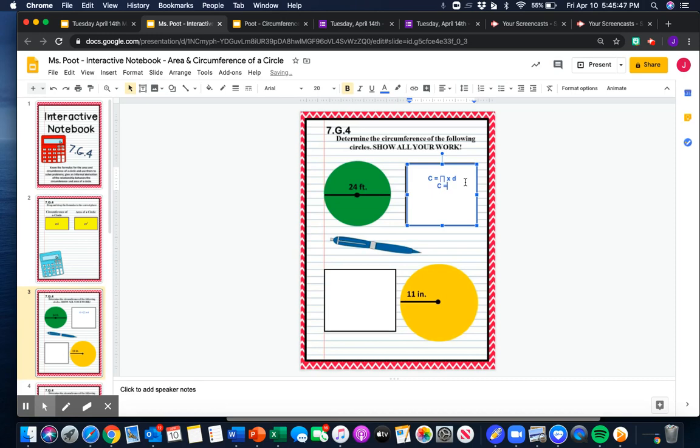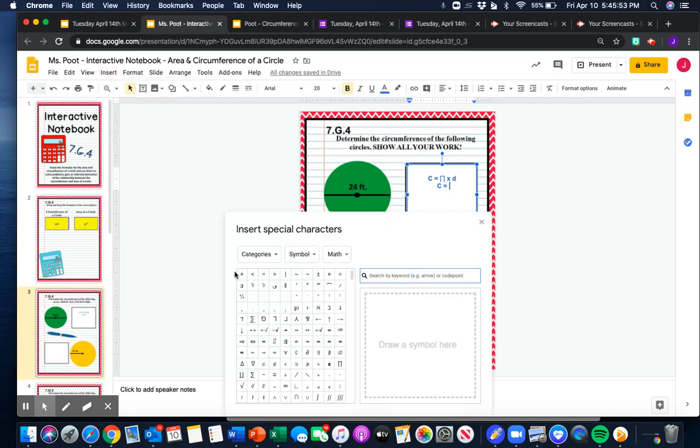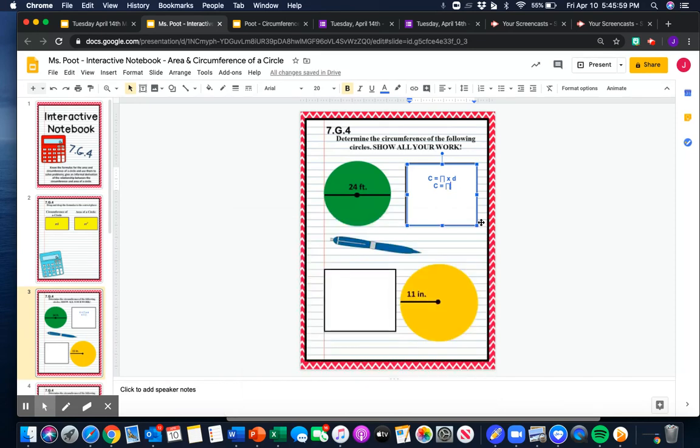So C equals pi. Again, pi is insert, special characters, click it once, then click the pi symbol once. It's already in the document, exit. Times 24 feet. There it is. Right, now I'm going to keep going. C equals. Now, do I know the number for pi? Well, if I watch the video, what is pi? Yes, they gave us a rounded number for pi. Does anybody remember what that number was? I do. It's 3.14. So I'm going to write that now.